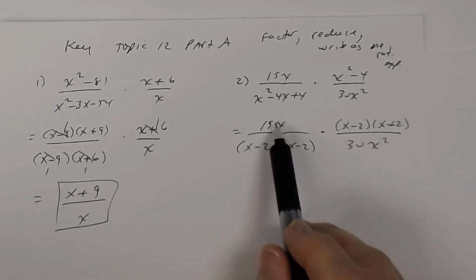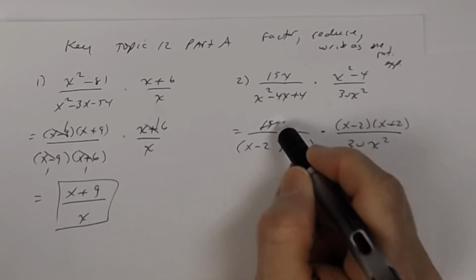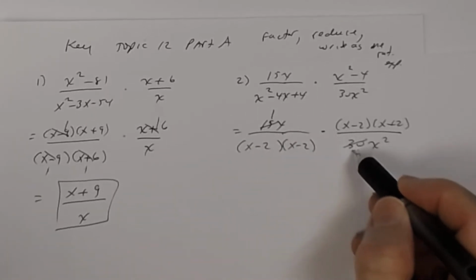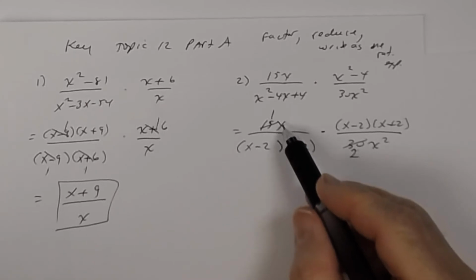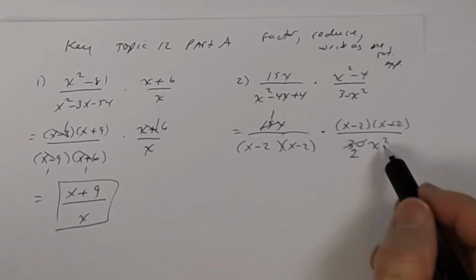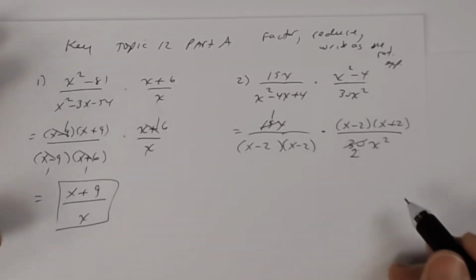So this 15, I know, will go into this factor of 30. So 15 goes into 15 one time, 15 goes into 30 two times, right? The next factor is x. There's one factor of x here, there's 2 here. So I can reduce this one with one of these.